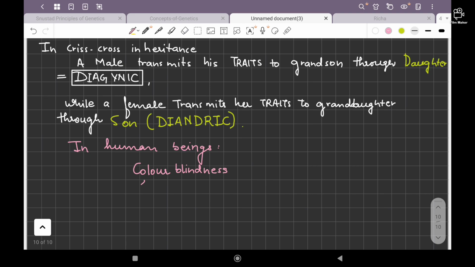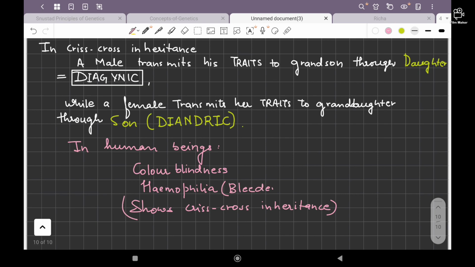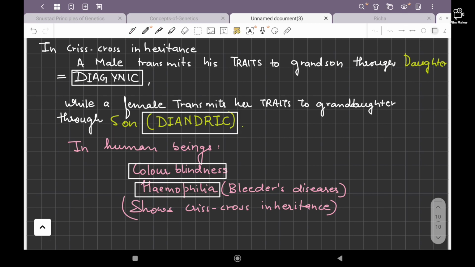On the other hand, we can see this characteristic in human beings also, where we see X-linked recessive disorders in the case of color blindness and in the case of hemophilia, which is also known as Bleeder's disease. So this is a pattern of criss-cross inheritance, or we can also say X-linked inheritance, studied by Morgan.